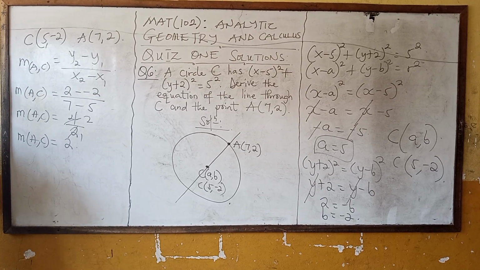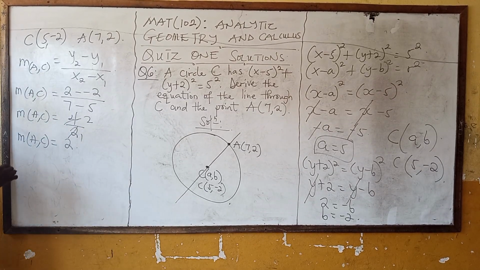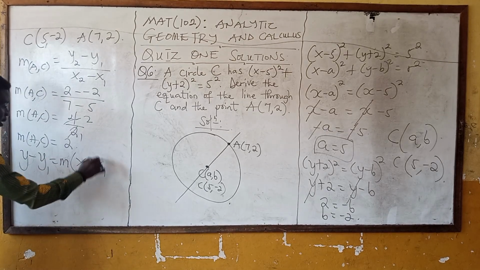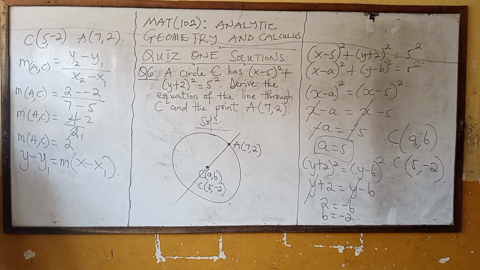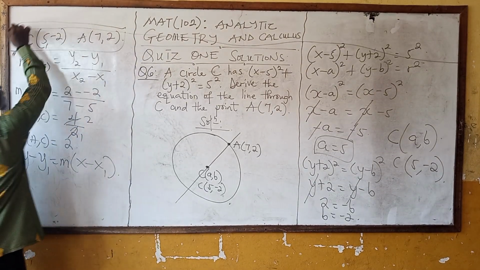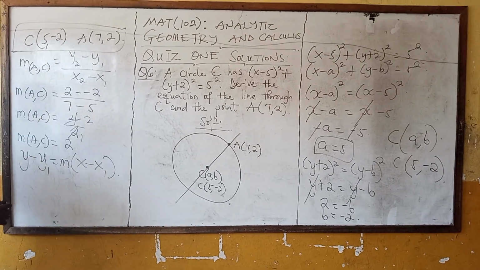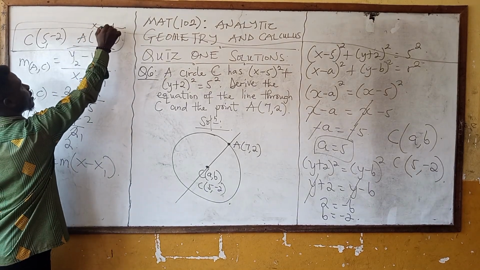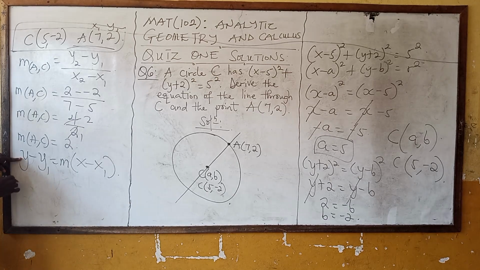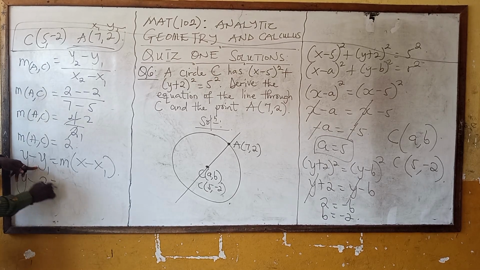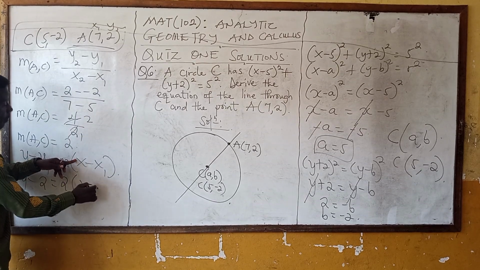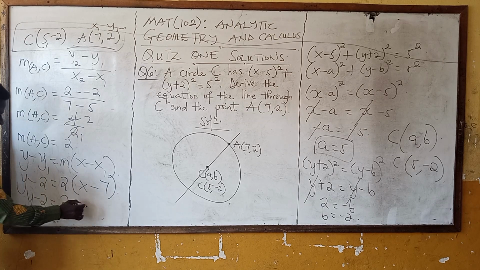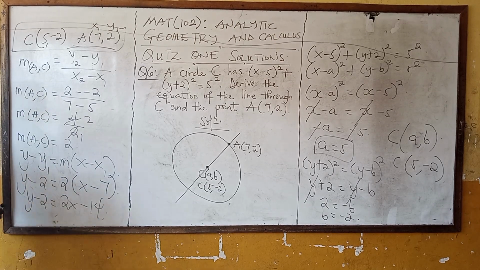So that's the gradient, 2. Now, how can we find the equation? The equation of a line is y minus y1 equals m multiplied by (x minus x1). We know the gradient to be 2. All these points are on the line, so we can choose one. Let's take point A, (7, 2), so 7 is my x1 and 2 is my y1. So y minus 2 equals 2 times (x minus 7). We have y minus 2 equals 2x minus 14.